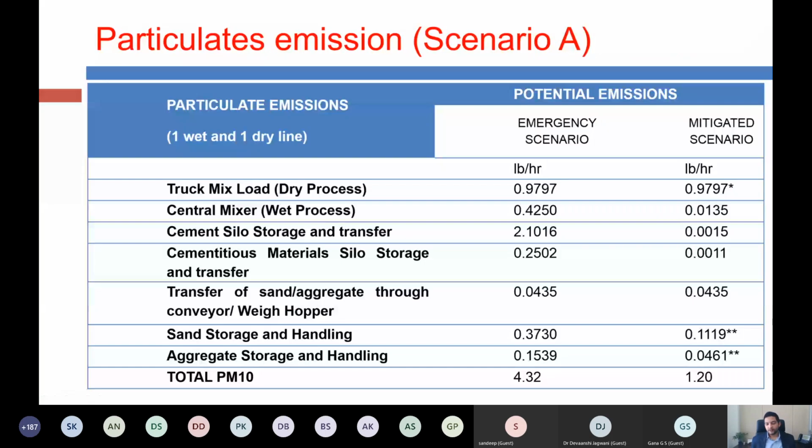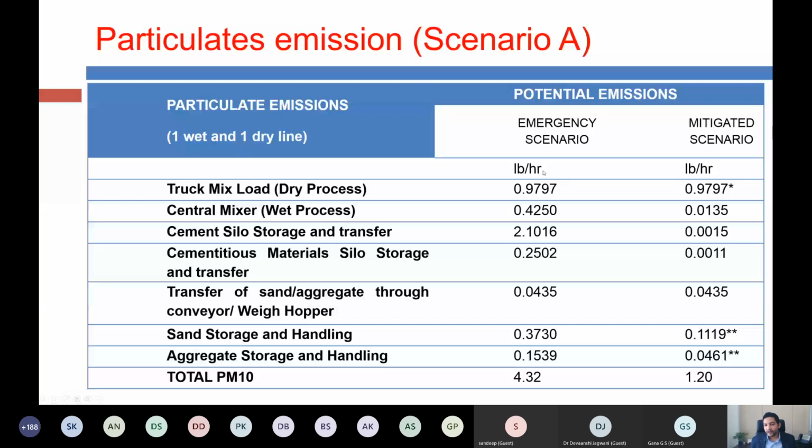And after considering all the sources, the emission inventory was carried out using the emission rates and the actual measurements that were carried out at the site using stack monitoring and ambient air quality monitoring. So here we can see the particulate emissions from the different sources and their loads. Their loads are given in lbs per hour, which is pounds per hour.